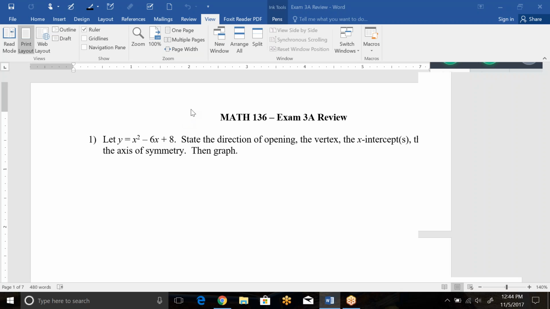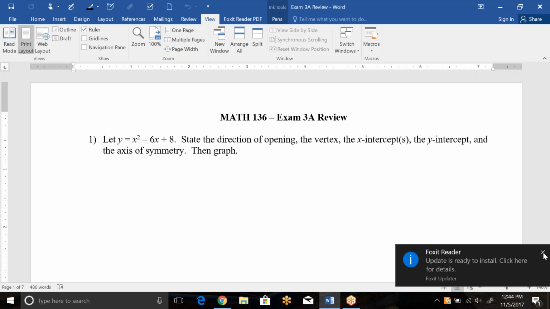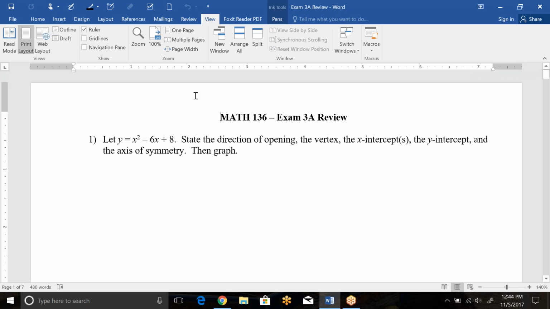Hello, this is the Math 136 3A review, part 1. We're going to be looking at how to graph the quadratic for this first example here.